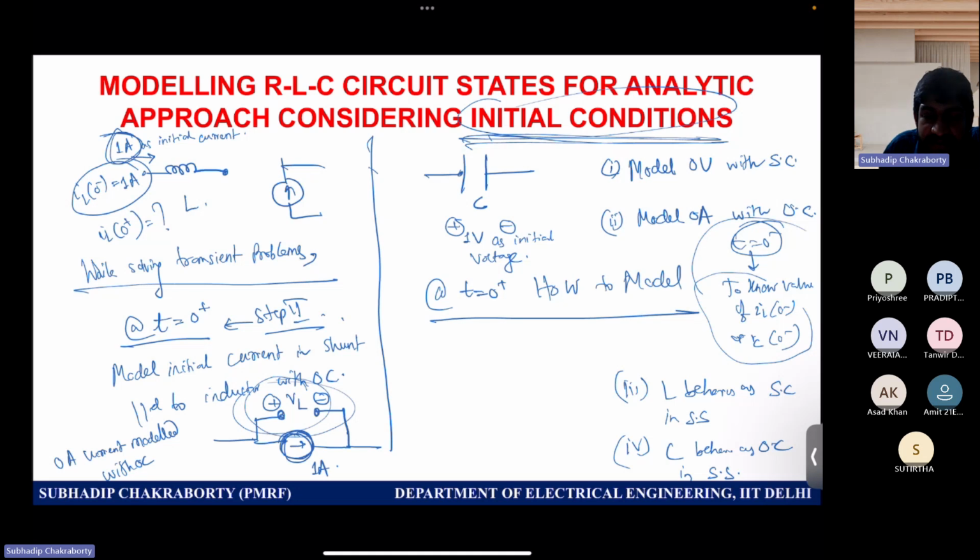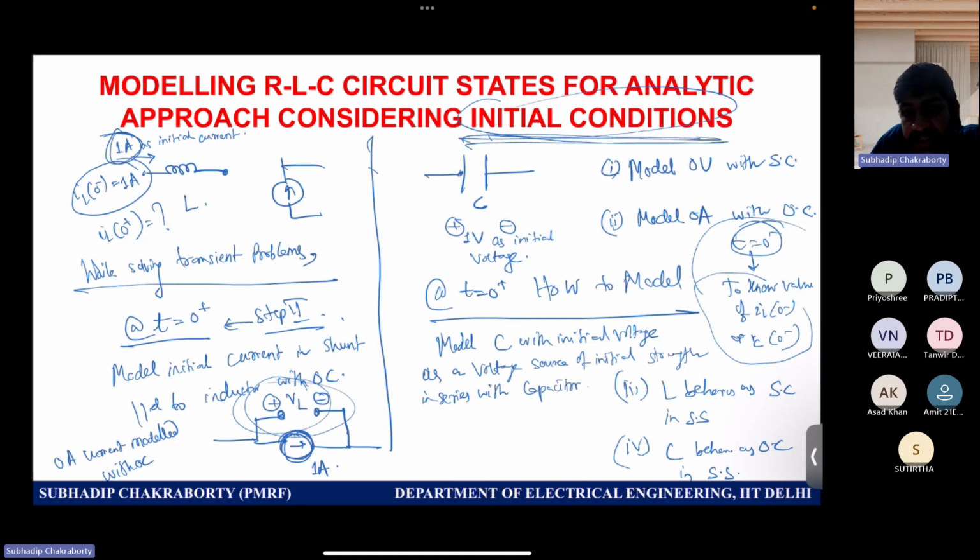Now for the capacitor, what you will do: model C with initial voltage. How? As a voltage source of initial strength in series with the capacitor. But what is the capacitor in zero initial condition? 0 volts. So how to model 0 volts? With a short.